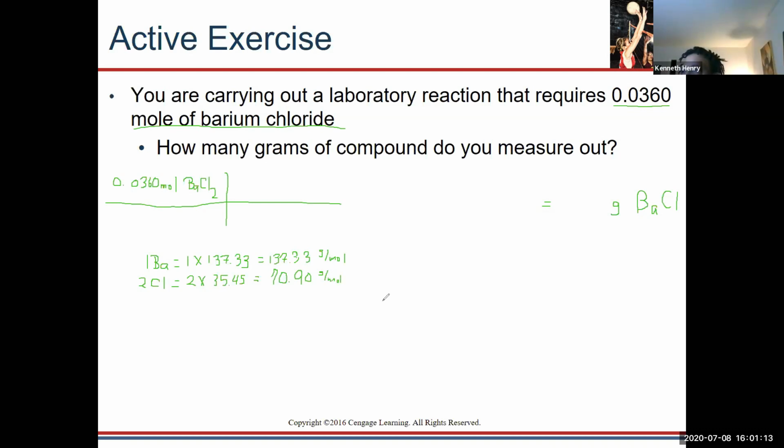Okay, and then what do I do? Oh, you're going to add. Add up. Mhm. 208.23 grams per mole.